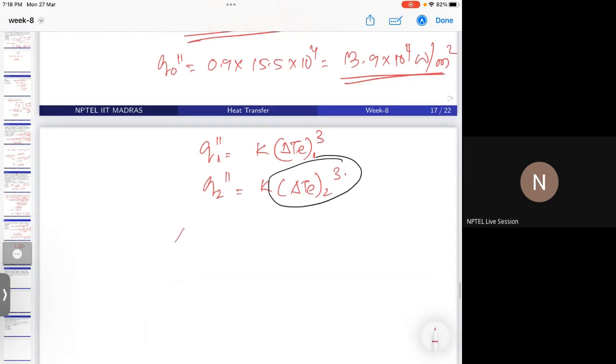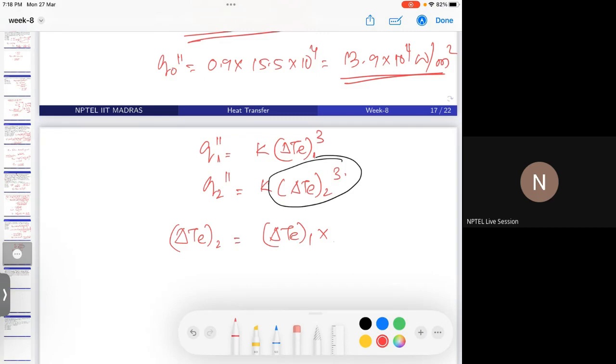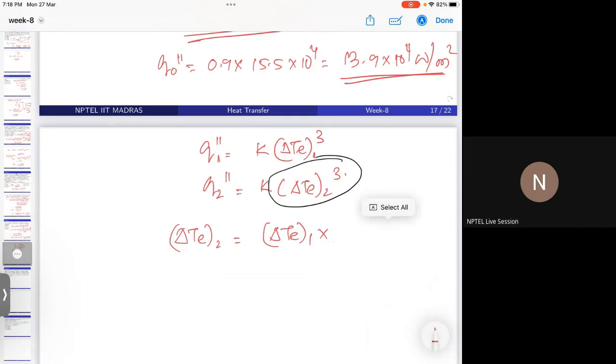You will get delta T2 is equal to delta T1 into, how will it become? Q2 double dash divided by Q1 double dash, raised to 1 by 3.